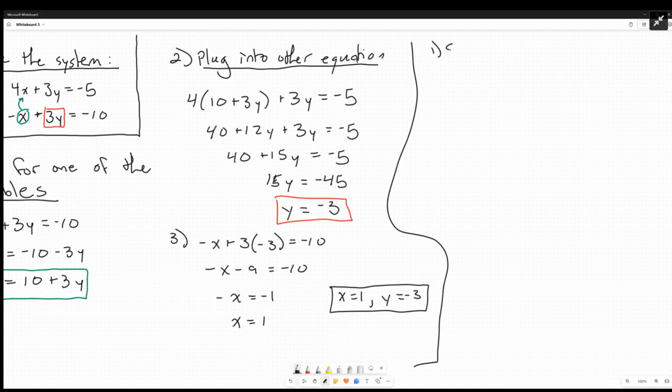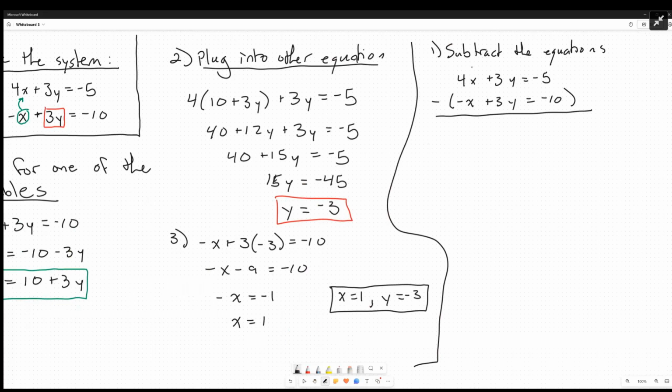So the first step in this method is to subtract the equations. In this case, we can take 4x plus 3y equals -5. And then we're going to subtract the whole other equation, minus x plus 3y equals -10. All right. And now just going down, 4x minus -x is going to give us 5x. 3y minus 3y is 0, so plus 0 equals -5 minus -10.